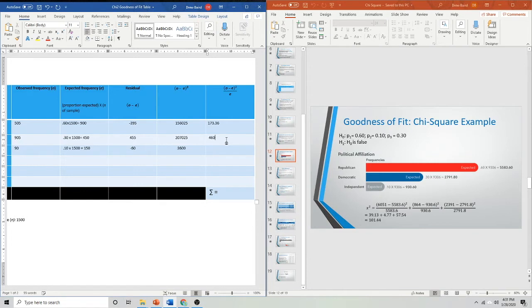Do the same thing for the Democratic category. That gives you an end result of 460.05. Do it once more for the Independents. That gives you a result of 24. Now, all you have to do is sum these. So you sum them, and that gives you 657.41. So here's our chi-square, 657.41. That's a pretty big number, and a pretty big number is probably indicative of a significant chi-square.